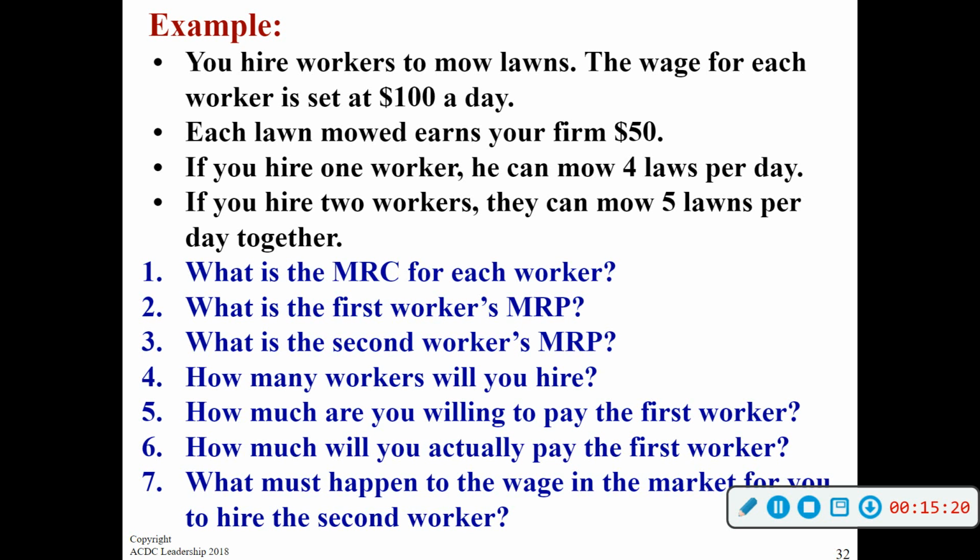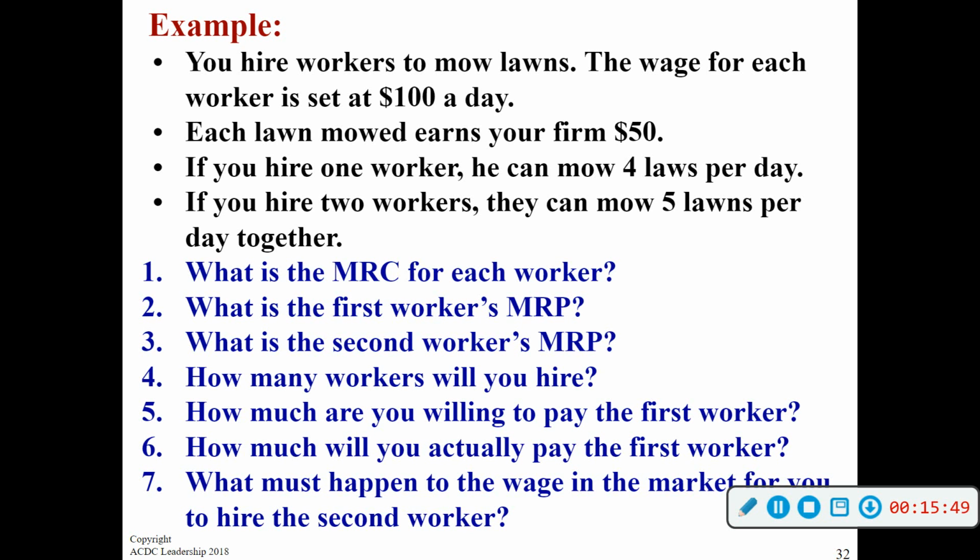What is the MRP for the first worker? So how much total revenue did that first worker generate for the firm? $200. So 4 yards, $50 a piece. That first worker generated $200 for the business. So you paid them $100, they generated $200. That's good. So your MRP was greater than your MRC. That's a good thing for a business.